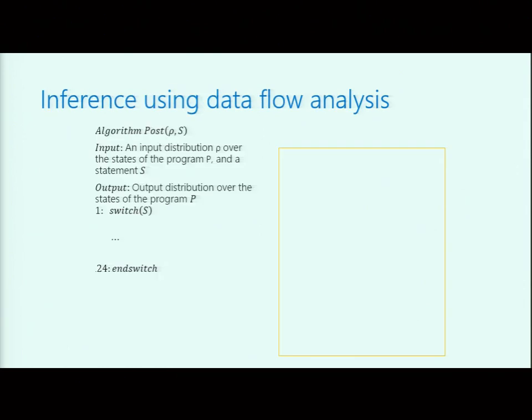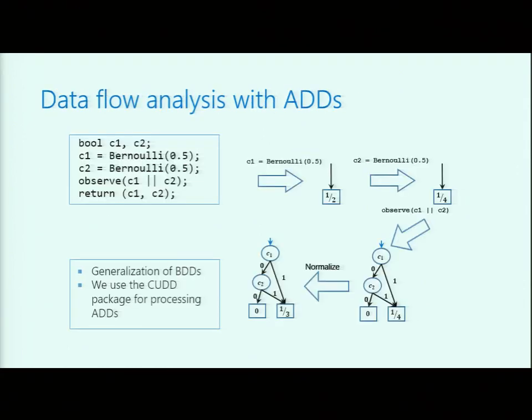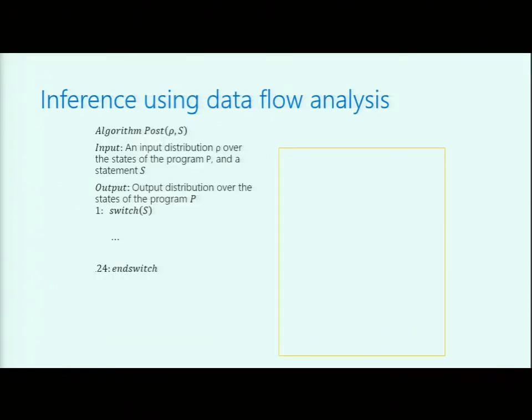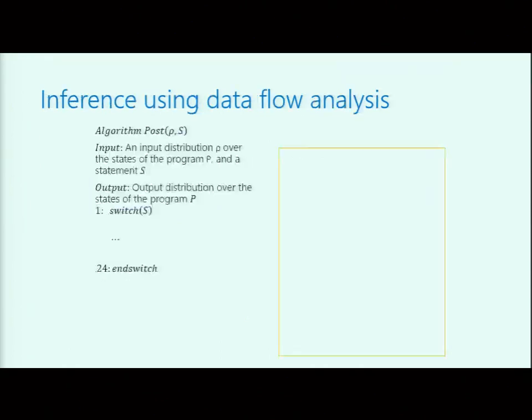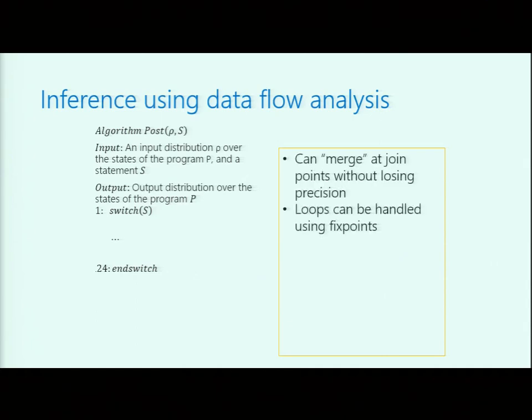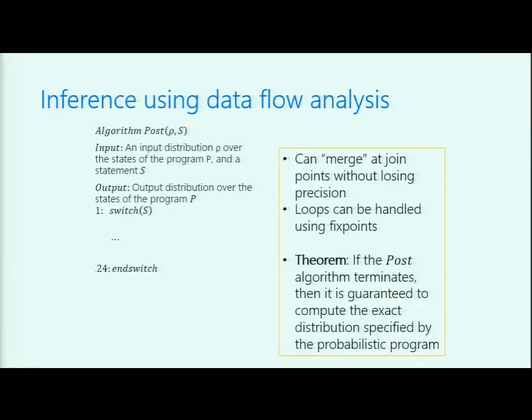I need to formalize this process that I showed you by way of illustration over the statements of the program. I need to tell you how this transformation actually happens over each statement in the program. And each statement of the program is formally represented by the operational semantics that you saw earlier. So essentially what we have, and I won't go through the details, is an algorithm which will take an input distribution rho over the states of the program and then compute an output distribution over the states of the program.